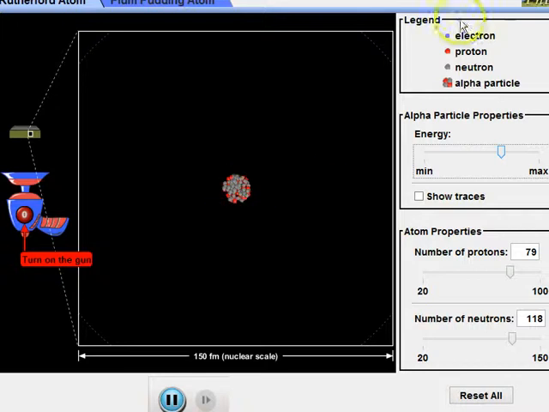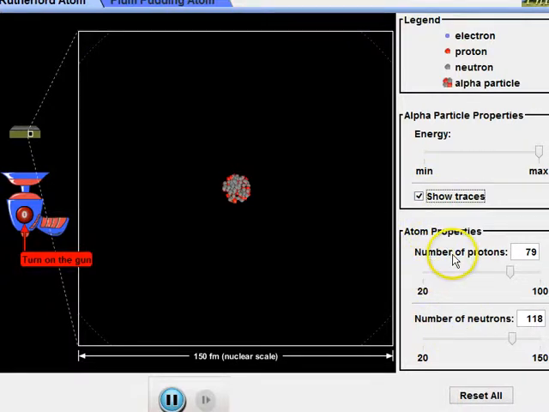The center guy is the nucleus. Red guys are the protons, the grey ones are the neutrons. Alpha particles, well, clearly would have 2 neutrons and 2 protons. I'm going to set the energy of these particles to the maximum limit. I'll also click on the short traces option. You'll know what this is in some time.